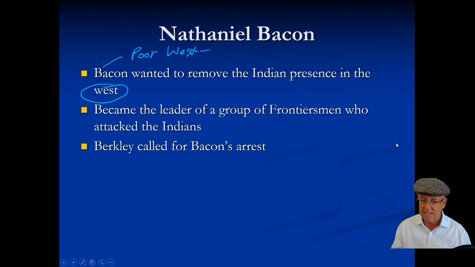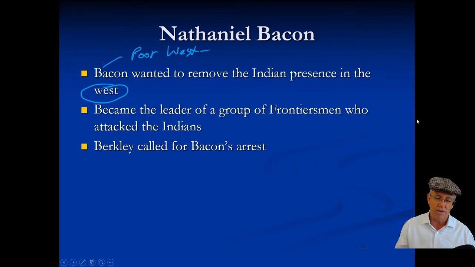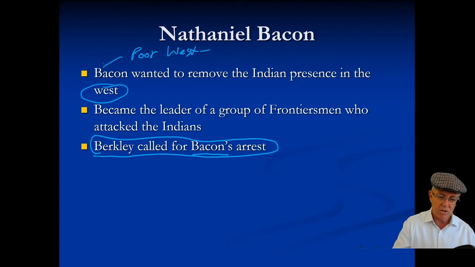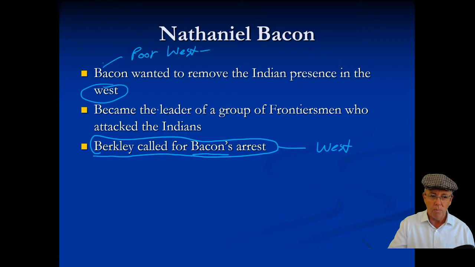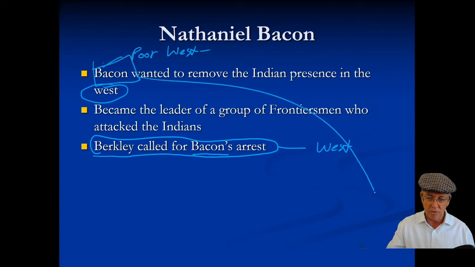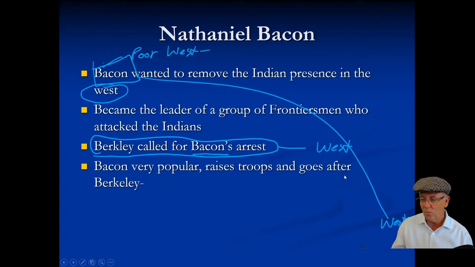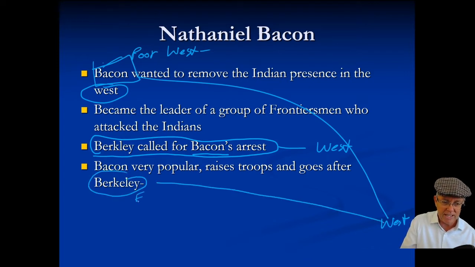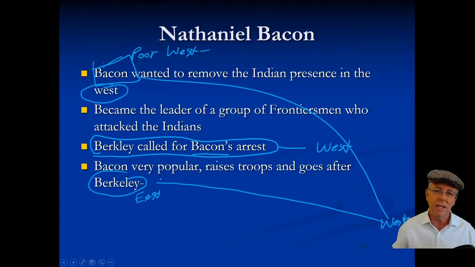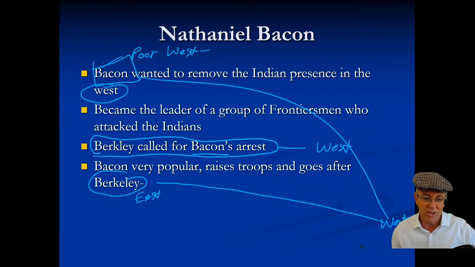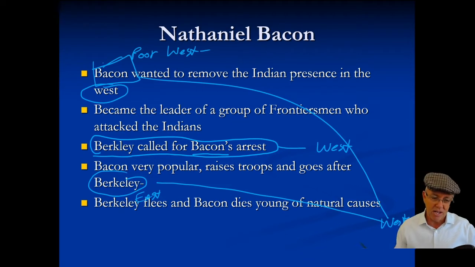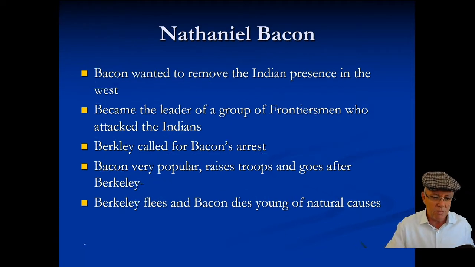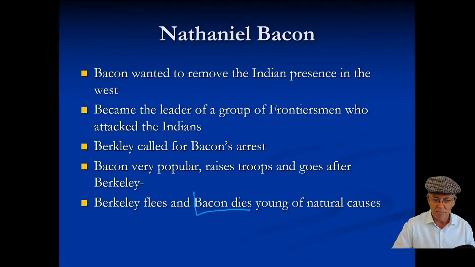He became a leader of the frontiersmen. He attacked the Indians. Berkeley called on the colony to arrest Bacon, because they were causing problems in the West. Well, Bacon becomes powerful in the West, right? And they call for resistance to Berkeley, and he goes after Berkeley. So now the West is attacking Berkeley in the East. Now it's not about Indians, it's about the government of the colony. And so they're attacking the government of the colony. Berkeley flees. Bacon dies of natural causes. Interesting. And so this is maybe a much ado about nothing, but Bacon, by the way, will die from what we call dysentery.